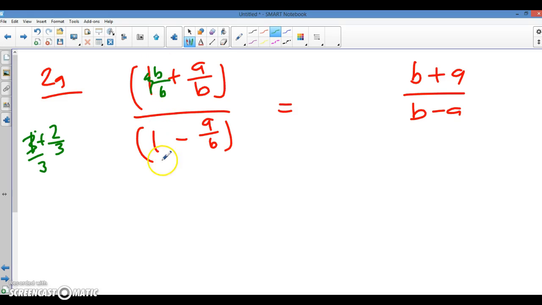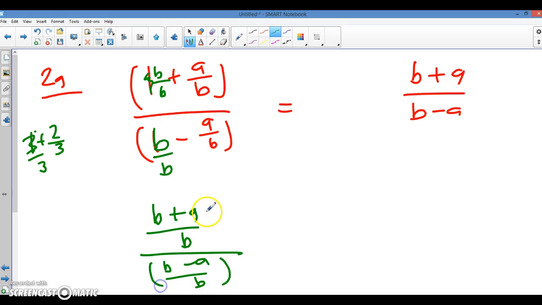You multiply the top and the bottom by b. I need a common denominator of b. So I multiply the bottom by b, I multiply the top by b, and I get b over b. So now I'm going to add these. So now I have b plus a all over b, and I'm dividing by b minus a all over b. Division means multiply by the reciprocal.